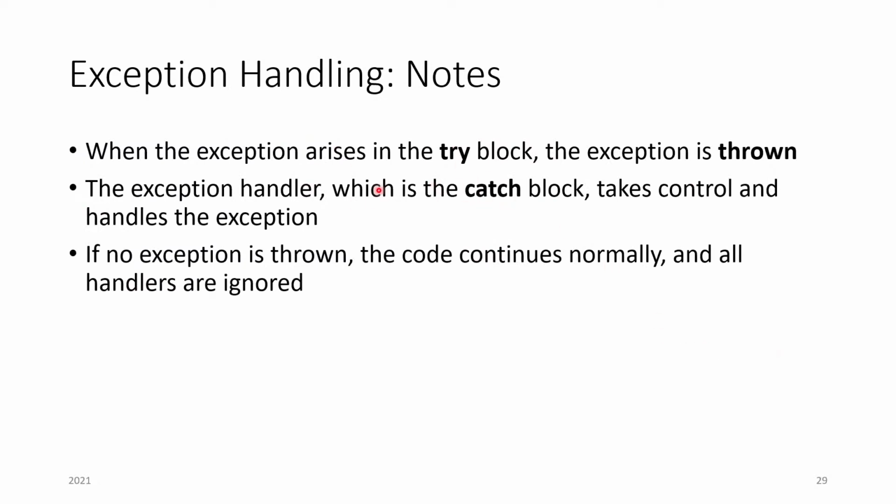So once that exception arises in the try block, I will throw the exception, and the handler, which is going to be the catch block, is going to control that and handle the exception and make sure that your program doesn't crash. If there's no error to begin with, the code is just going to continue as normal, and it's just going to ignore all those exception handlers.